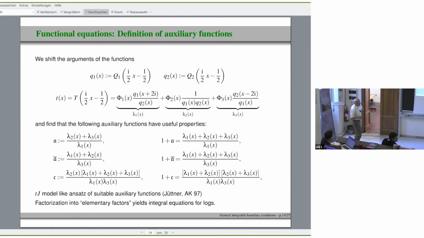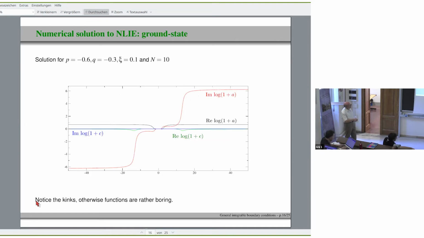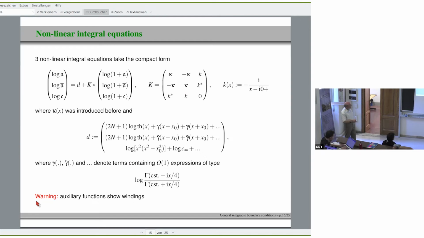This was just tried, and we followed our own work on the TJ model, the supersymmetric TJ model, and we found out that these combinations are successful. Then we get these integral equations for the 3 functions a, a bar, and c on the left-hand side, and on the right-hand side, to be inserted into a certain kernel, log of 1 plus a, etc. There's a driving term. The driving term looks terrible. So there's log hyperbolic tangent, and then something else, a combination of gamma functions, but these come without factors of n.